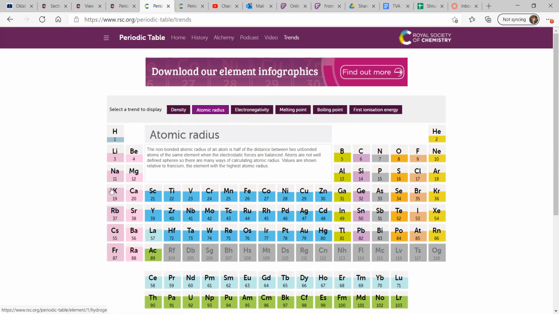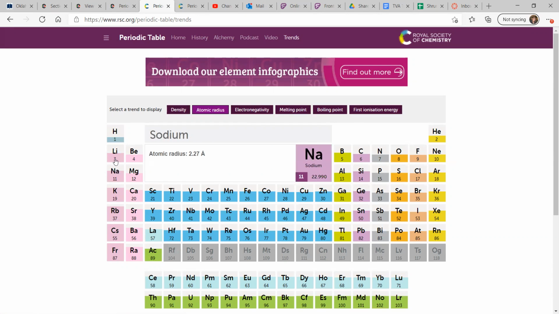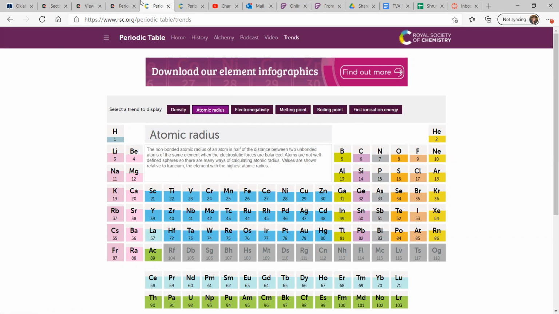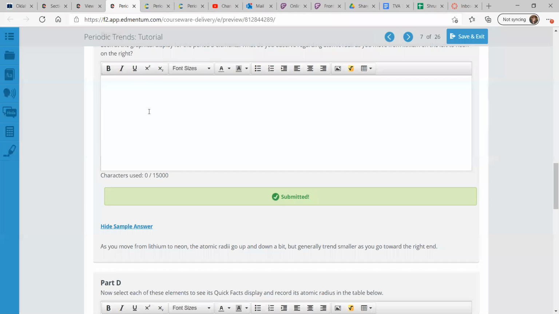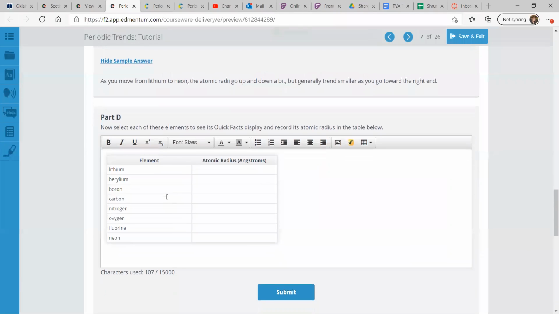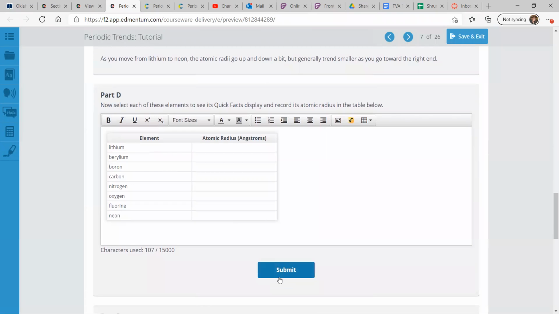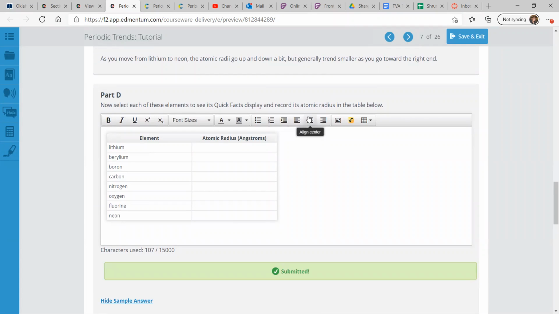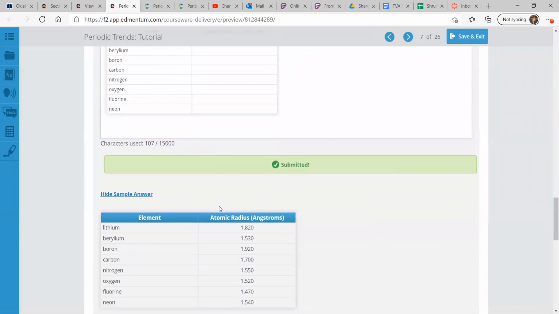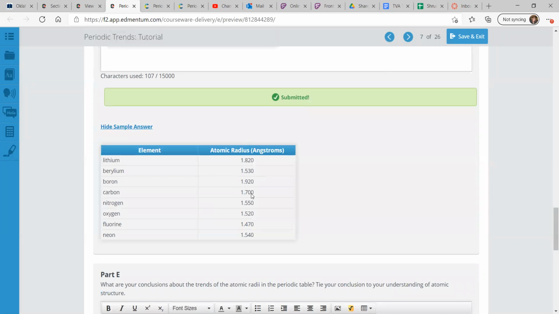So going down a group, the atomic radii goes up. Moving down the period, generally, the atomic radii goes down, lowers. Now it wants you to record the atomic radius for these elements in that period. And this is the end result of that.